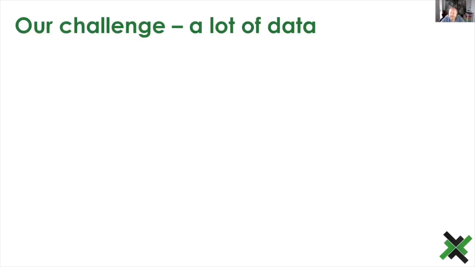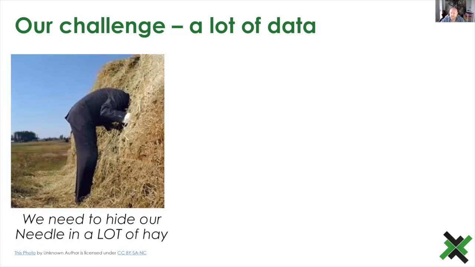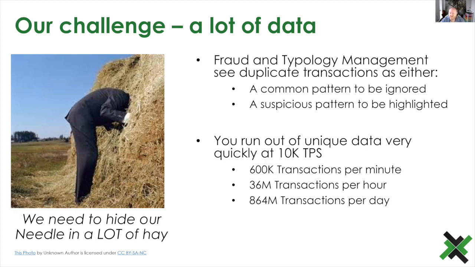So our challenge, as we said we started with, was we needed a lot of data. Why? Because we need to find a needle in a haystack, and until you've got a haystack, you can't find a needle. You've just got a needle. But we need a lot of hay. Why do we need a lot of hay? Because unfortunately, fraud has a problem when we're doing ours. Common pattern: you either ignore it or it's suspicious. Either way, it's not good for you.